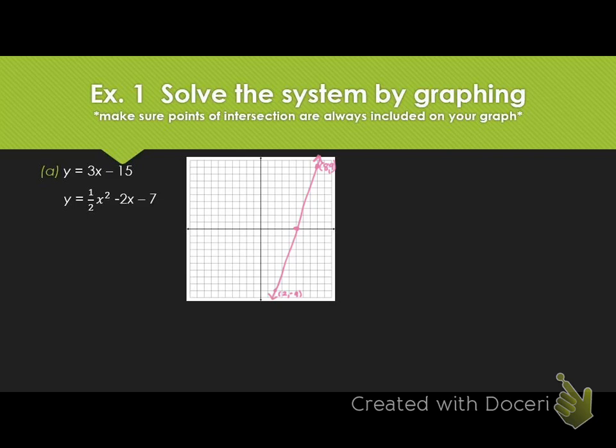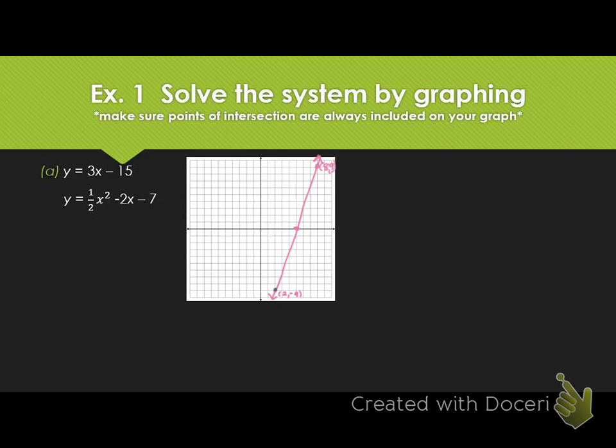So give me 3 points for the parabola. Listen, the vertex is always a great one to give me. If you can give me an exact point for the vertex, then give me the vertex. All right, do we have an exact point for this vertex? Yeah. What is it? 2, -9. Okay, perfect.